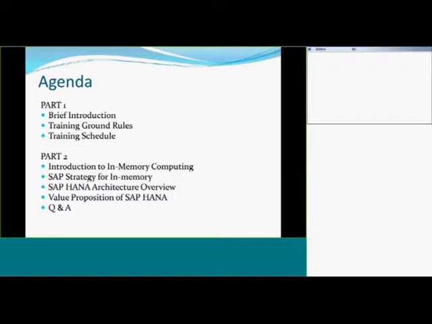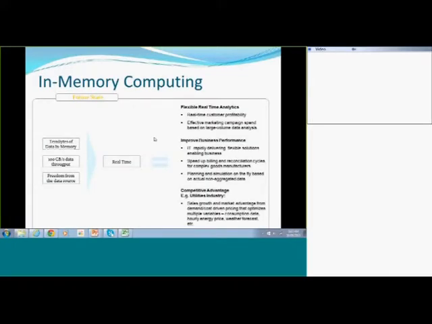In terms of training ground rules, I'll explain what we are expecting so that it becomes fruitful in 2 hours. Not achieve, maybe which can be achieved better in HANA, not in ECC.